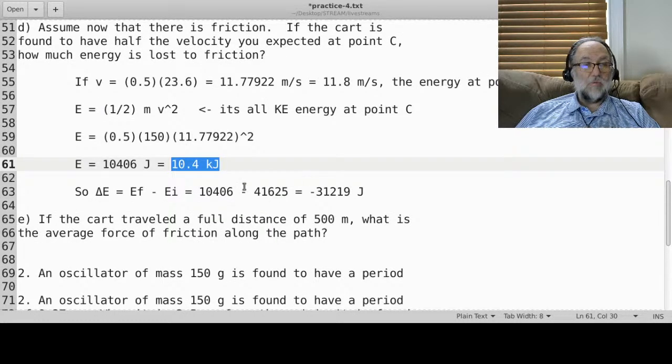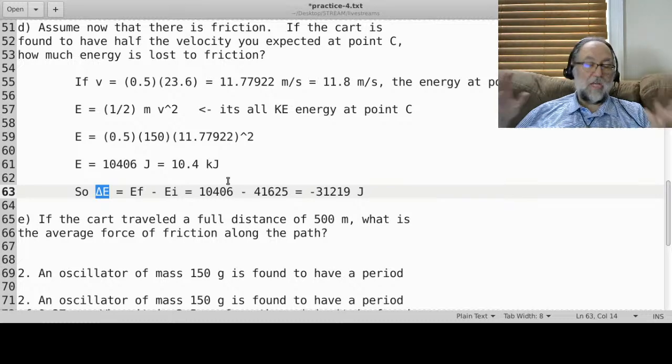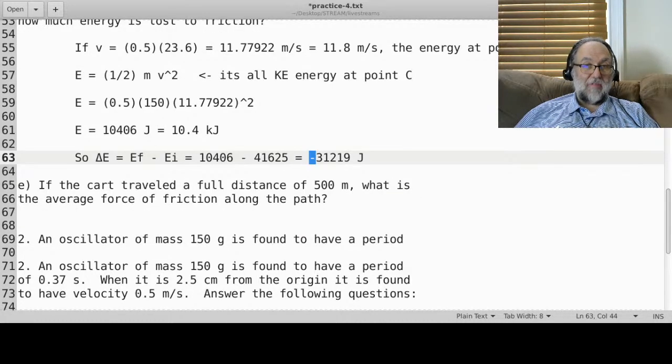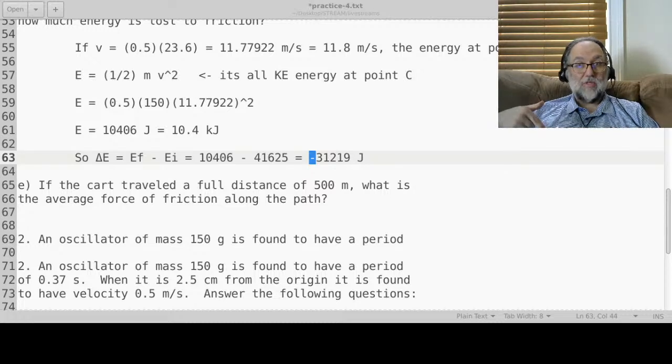If I ask how much energy was lost, that's your delta E. When you do a change in energy, you do the final minus the initial. So the final is 10,406, the initial was 41,625, and you get that you lost negative 31,219 joules. The negative indicates that it's a decrease, and so the energy is being lost. Again, not lost, but being converted into heat.